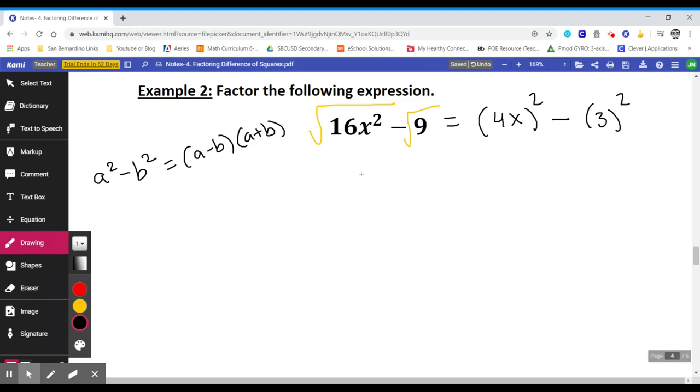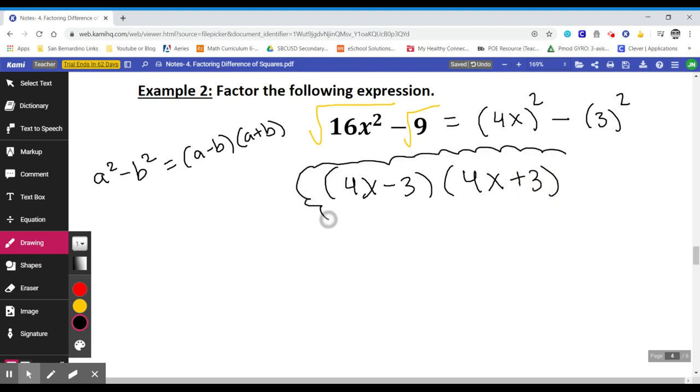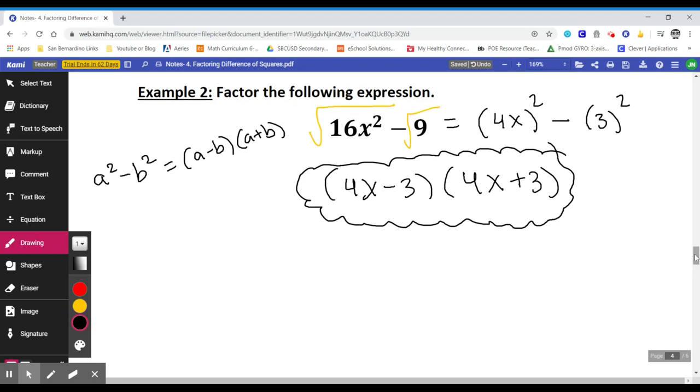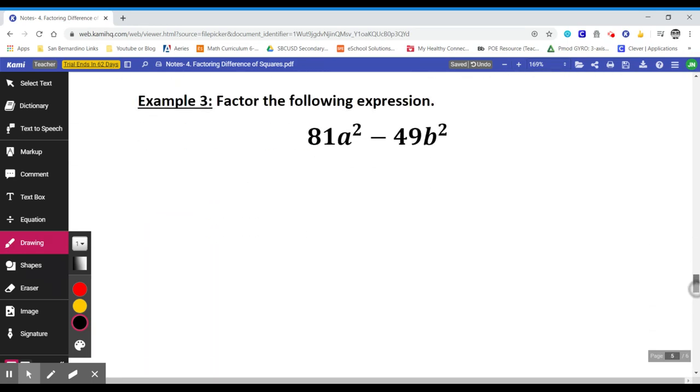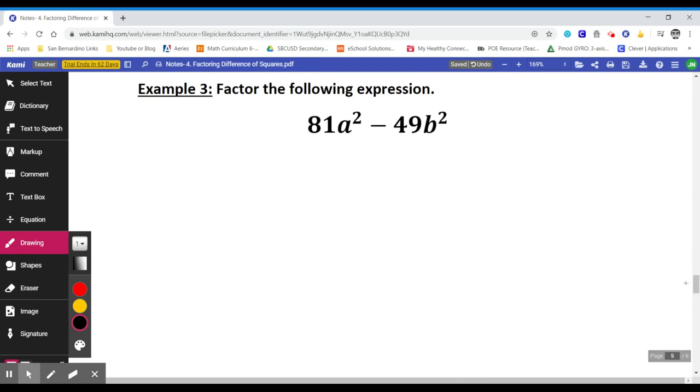I know that the answer, when I factor this out, is going to be 4x minus 3 multiplied by 4x plus 3. Done. If you actually multiply this out, you would get the original problem. So if you do the box, multiply this out, you should get 16x squared minus 9. Okay, so like I said, this is going to save you a lot of time and effort. This is called factoring using the formula for difference of squares. Okay, example number 3. Let's try something like this.